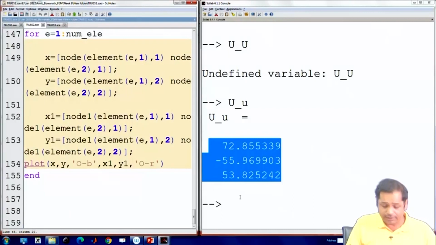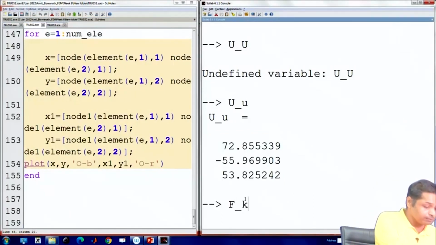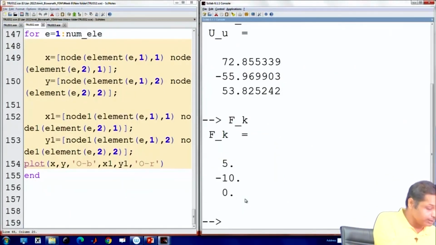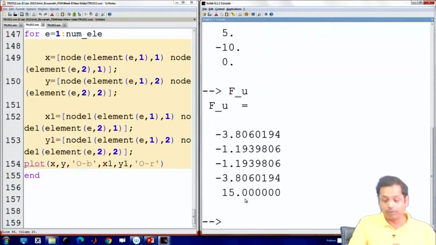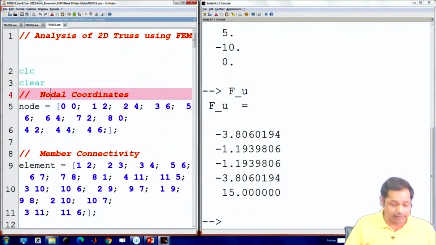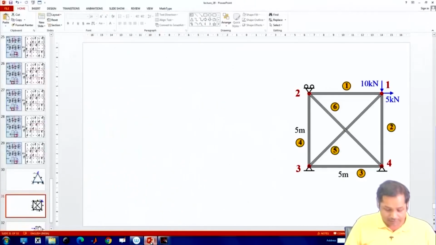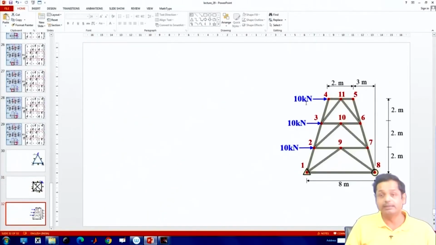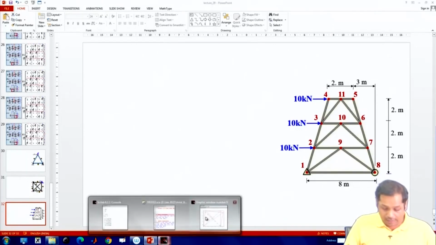Then the support reactions also you can see. These are the support reactions. You can validate this, and then take one last example. This is the example we have.